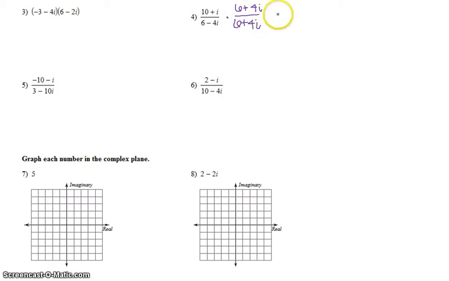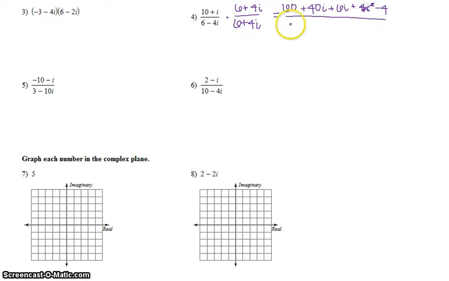So on top, 10 times 6 would be 60. 10 times 4i would be 40i. i times 6 is going to be 6i. And then i times 4i is going to be 4i squared. If you remember, i squared is the same as a negative 1, so that's really like a negative 4 right there instead of the 4i squared.